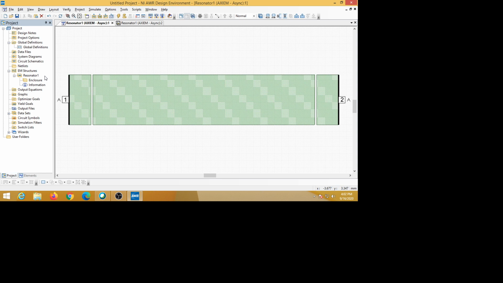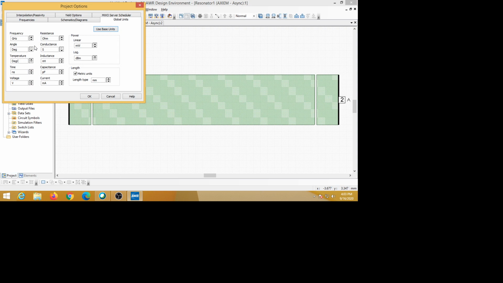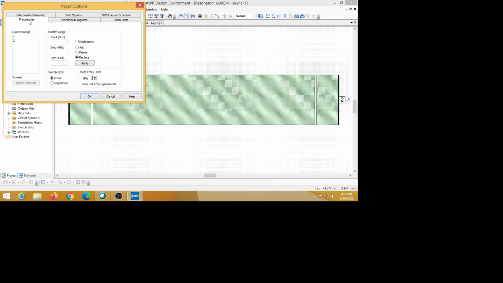To do that, you go to project options. That means where we did the unit definition, there again you right click, and edit option will come. There you go to the frequencies. There you have to set the frequencies. It is 2 gigahertz and 7 gigahertz: start frequency 2 gigahertz, stop frequency 7 gigahertz.